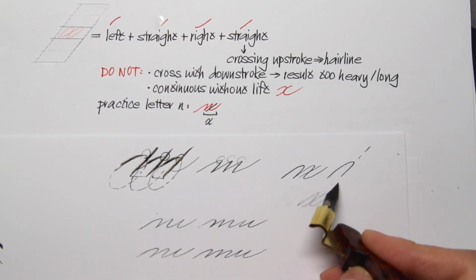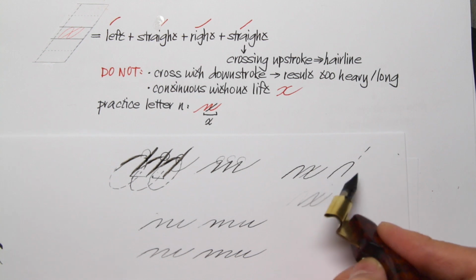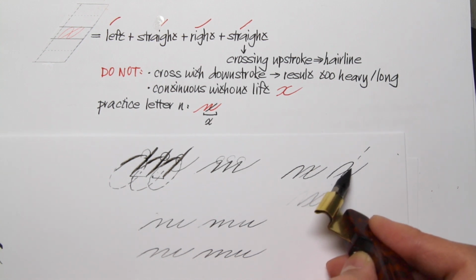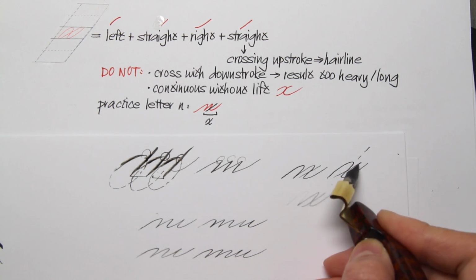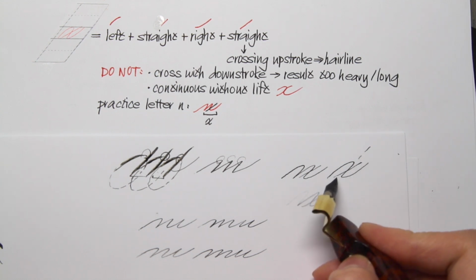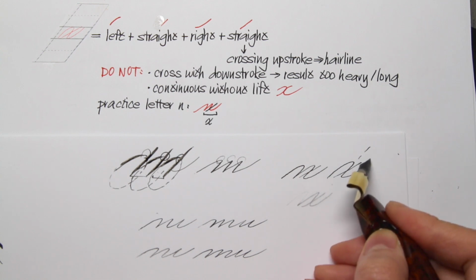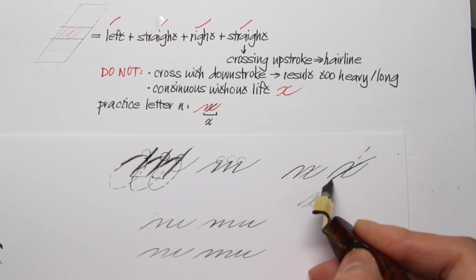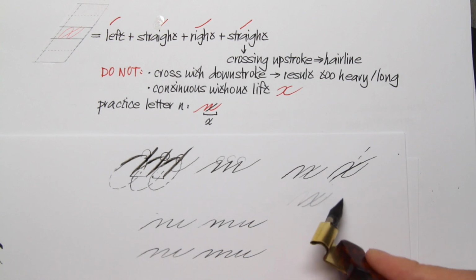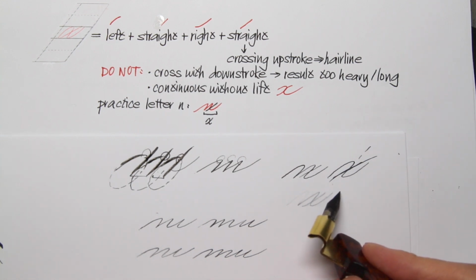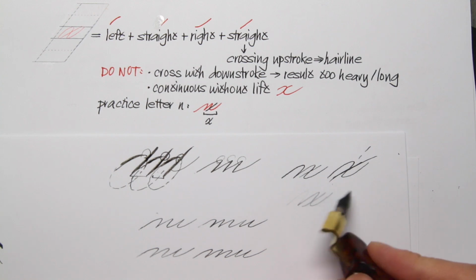Left curve, straight line on the 52-degree slant. Right curve and straight line. Do not do this straight line crossing as a downstroke. It will result usually either too heavy or too long when we go fast. Do not try to do this letter continuously without lifting your pen. Make sure that your letters are as delicate as you can possibly make them.